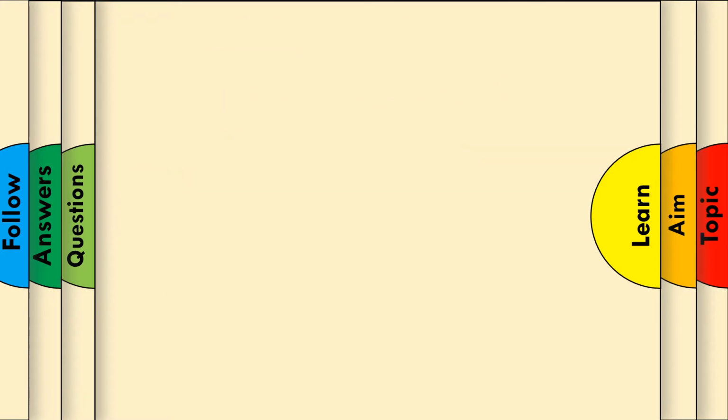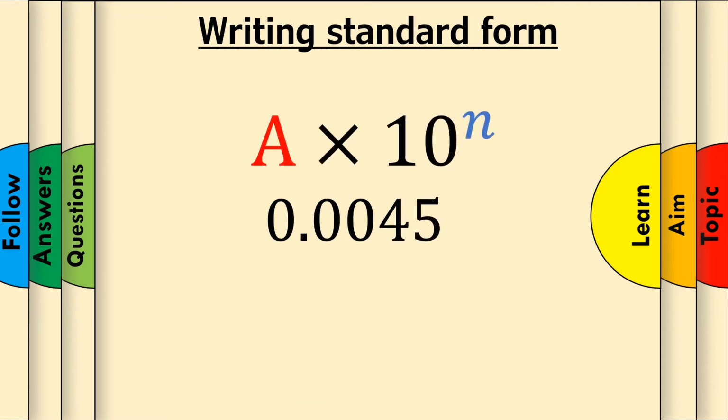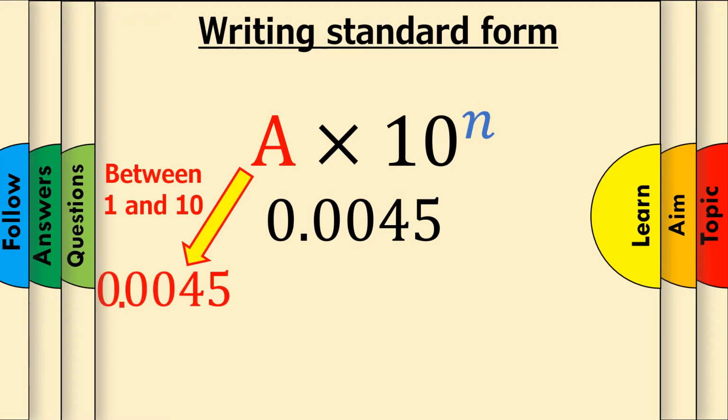We now want to know how to write really small numbers in standard form. Let's say 0.0045. Again, just write out our style. A times 10 to the power of n. Like before, to work out A, turn 0.0045 into a number that is bigger or equal to 1 and less than 10. Here, move the decimal point to make the number 4.5, which is between 1 and 10.